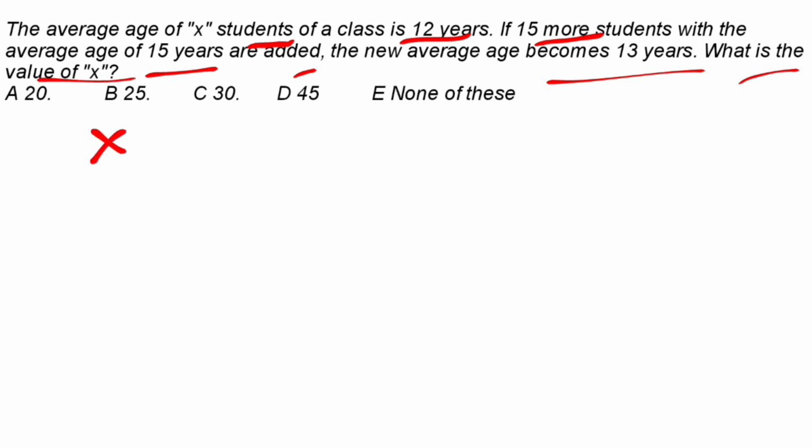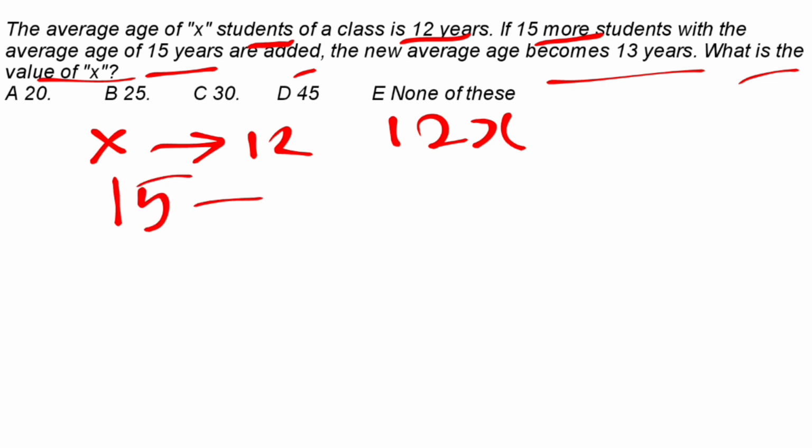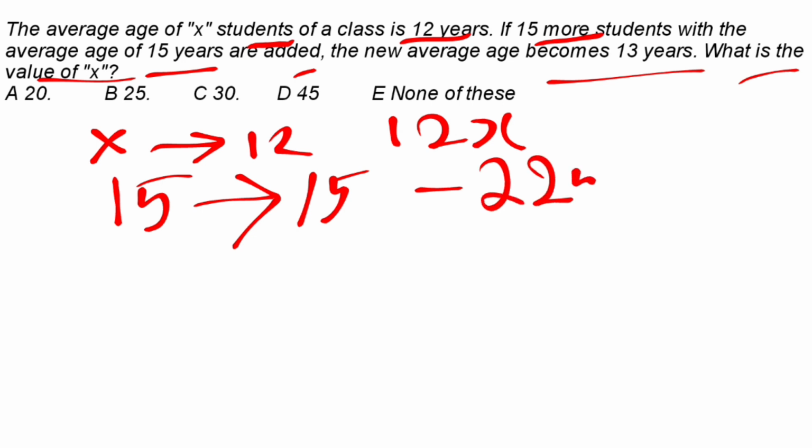X students average 12 years. Total value, 12x. Total age is 12x. If 15 students have an average age of 15 years, total age is 15 into 15, that is 225. Okay, 15 students are added.